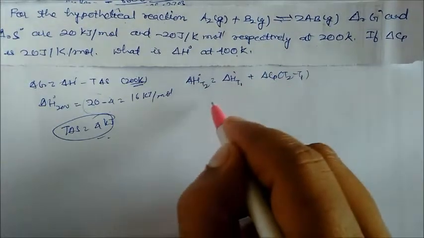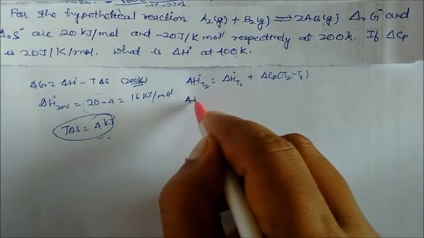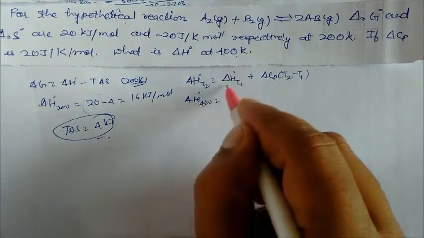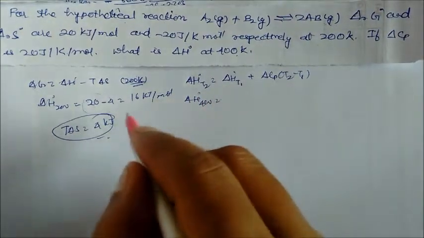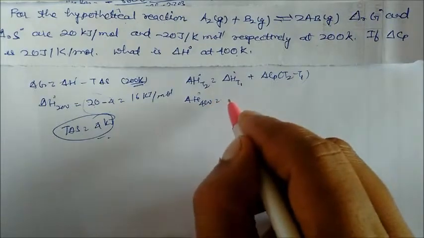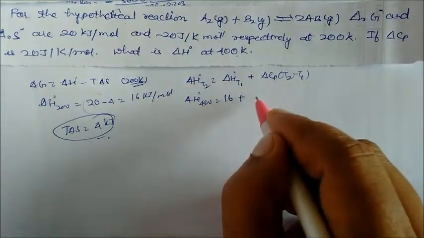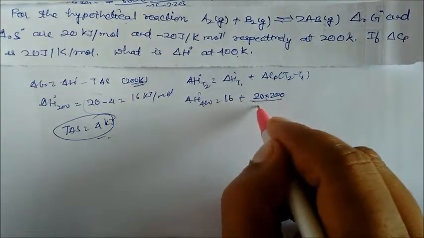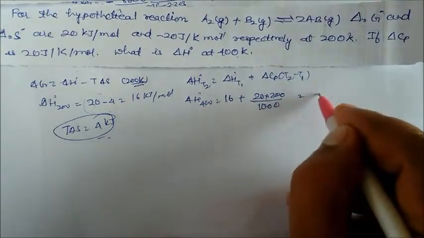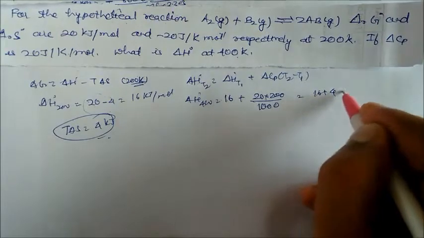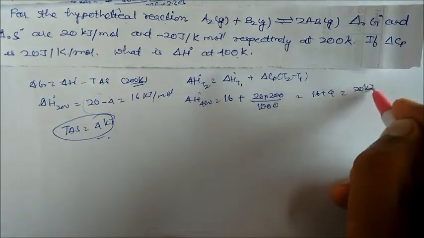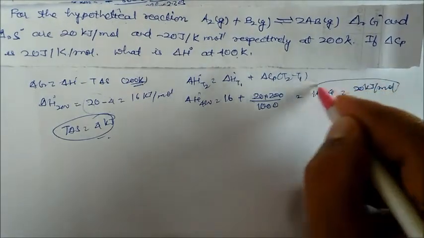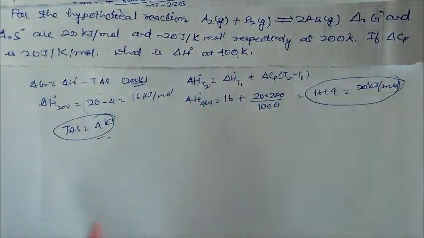Okay, so delta H2 is nothing but the delta H naught at 400 Kelvin. This is given here, delta H naught, that is 16 kilojoule. So we can write here 16, and this will be 20 multiplied by 20 divided by 1000. On solving we will get the answer here, 16 plus 4, it will be 20 kilojoule per mole. So this is at the temperature of 400 Kelvin.